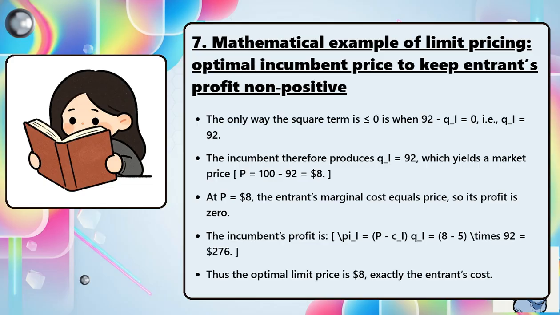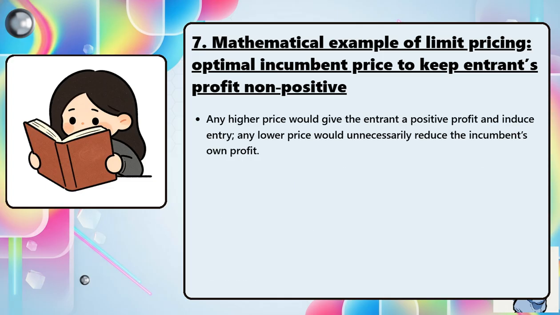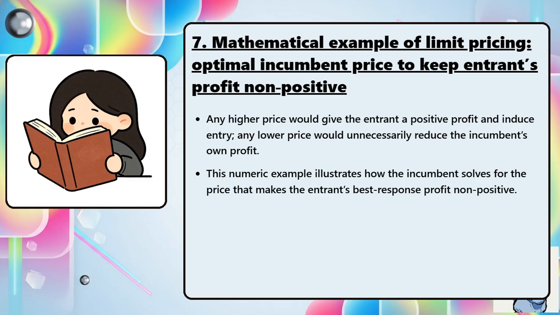Thus, the optimal limit price is $8, exactly the entrance cost. Any higher price would give the entrant a positive profit and induce entry. Any lower price would unnecessarily reduce the incumbent's own profit. This numeric example illustrates how the incumbent solves for the price that makes the entrant's best response profit non-positive.